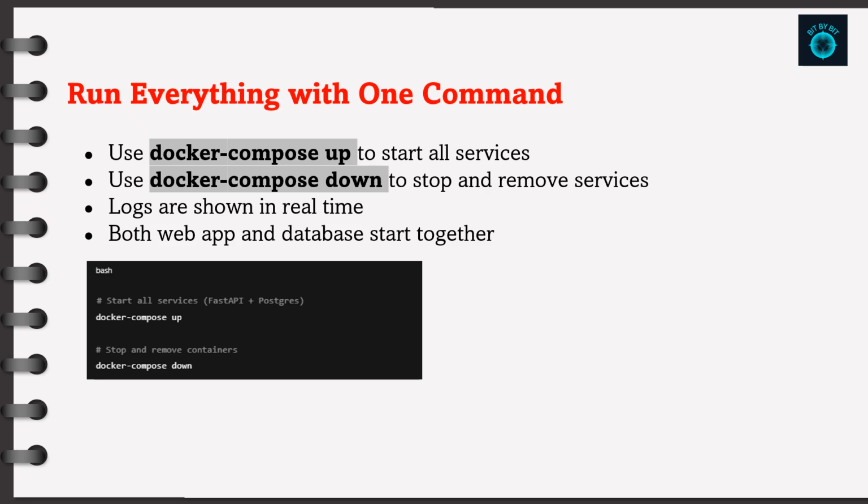It will also print the logs of both containers in the terminal, so you can see what is happening in real time. When you want to stop the containers, use docker compose down. This will stop and remove the containers, but the volume we created for the database will remain safe, so the data will still be there the next time you start. This is the real power of Docker Compose, running a complete stack with just a single command.